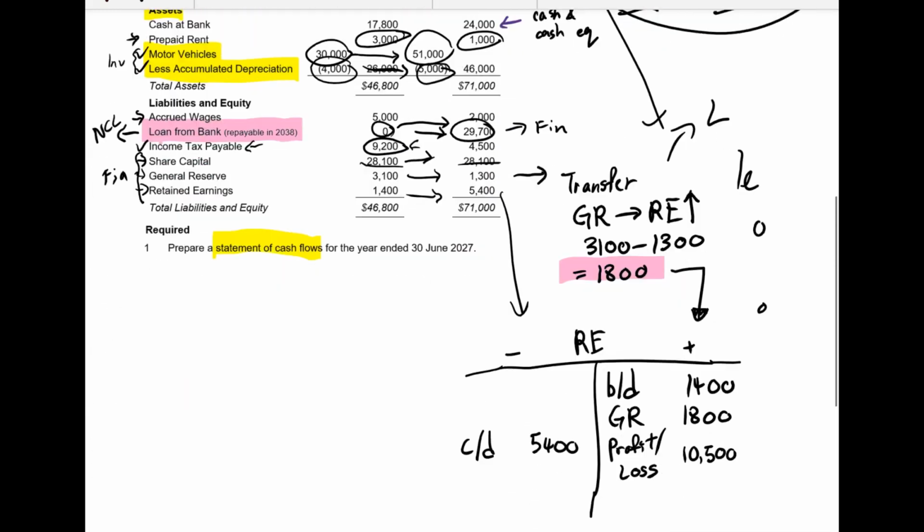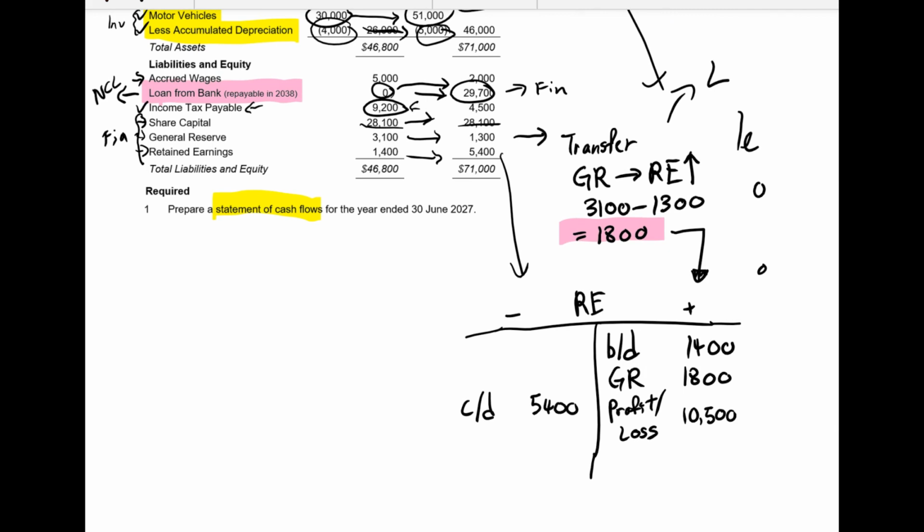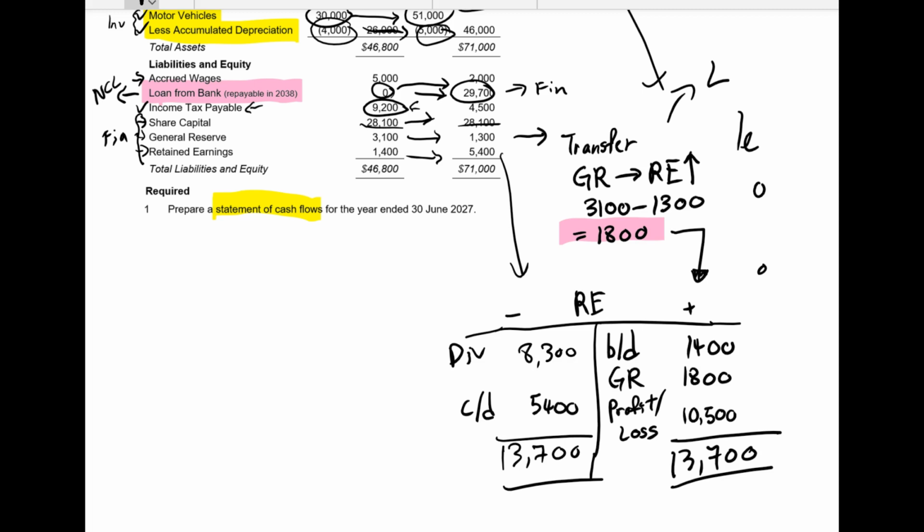Okay, now once you are done, you can start to find out how much dividends you have declared during the year. So 1,004 plus 1,008 plus 10,500, you will get 13,700 on the credit side, which means that on the debit side you must have 13,700 as well. So 13,700 minus 5,004 equals to 8,003. So this is the dividends that you declared during the year.